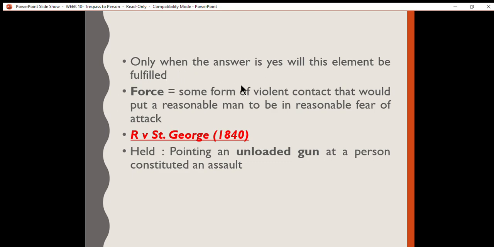Force means some form of violence or contact that would put a reasonable man in reasonable fear of attack. You may refer to the case of R against St George, 1840. Pointing an unloaded gun at a person constituted an assault. Why? Because the plaintiff did not know that the gun was unloaded. Let's say the plaintiff knew that the gun was unloaded. Do you think he will feel reasonable apprehension? He will feel afraid? No, right? So if the plaintiff did not know that the gun was unloaded, then pointing an unloaded gun at him constitutes assault.